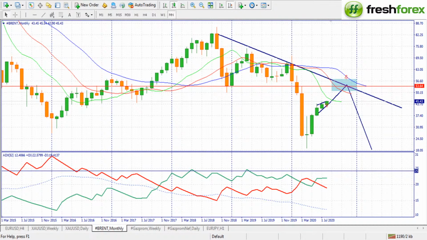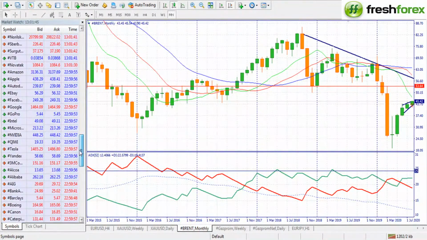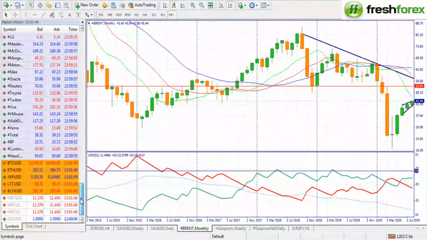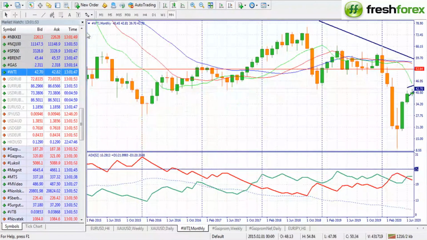So we'll look at our next chart. We want to look at WTI. We look at WTI here.